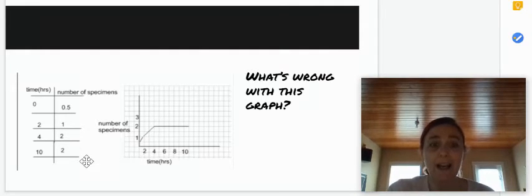We have a series of numbers along the independent variable or the x-axis. Time in hours, independent variable, x-axis. So that's right, we put the time here. We have the y-axis, the dependent variable, the number of specimens. That's right. So let's look at it. What is wrong with the graph?